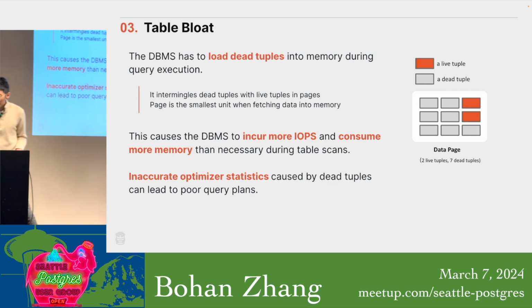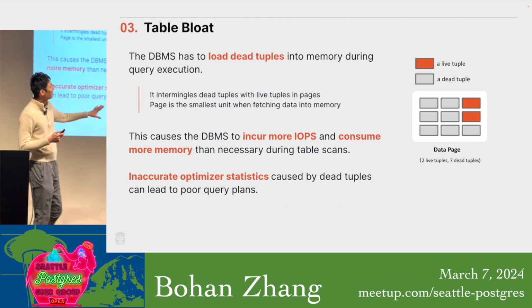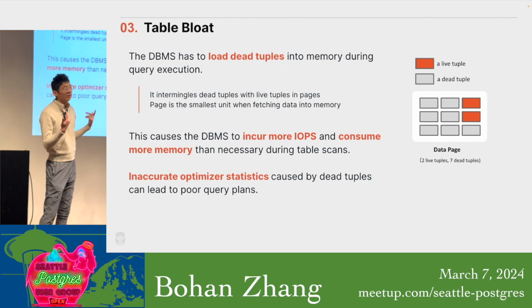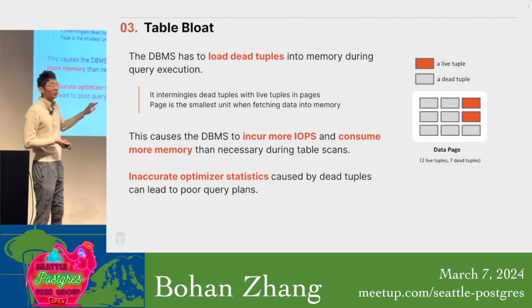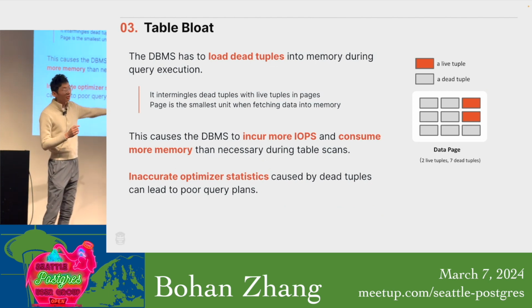The second one is table bloat. The database has to load those tuples into memory for execution. In this example, we can see the database has nine tuples, but 7 of them are dead tuples, and 2 of them are live tuples. So in theory, we don't need the dead tuples.